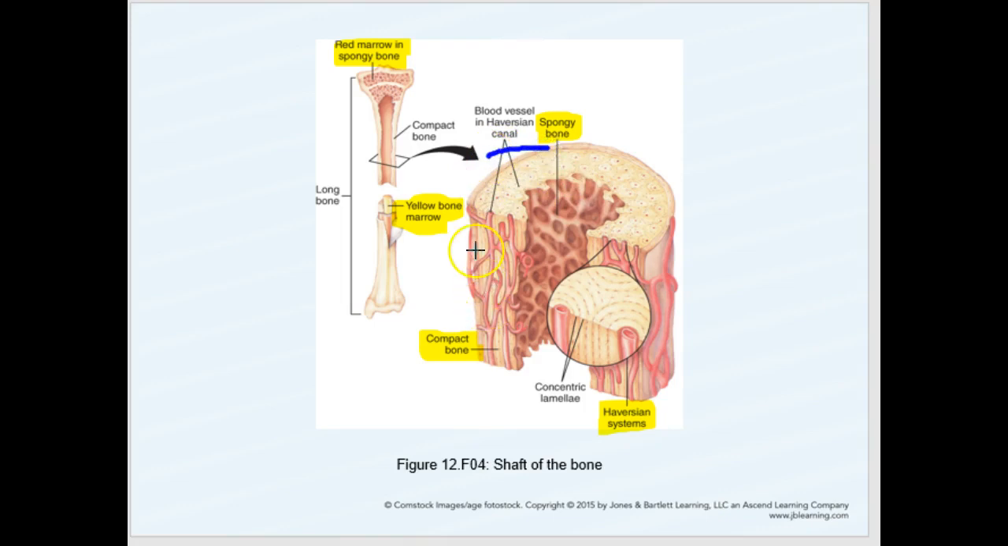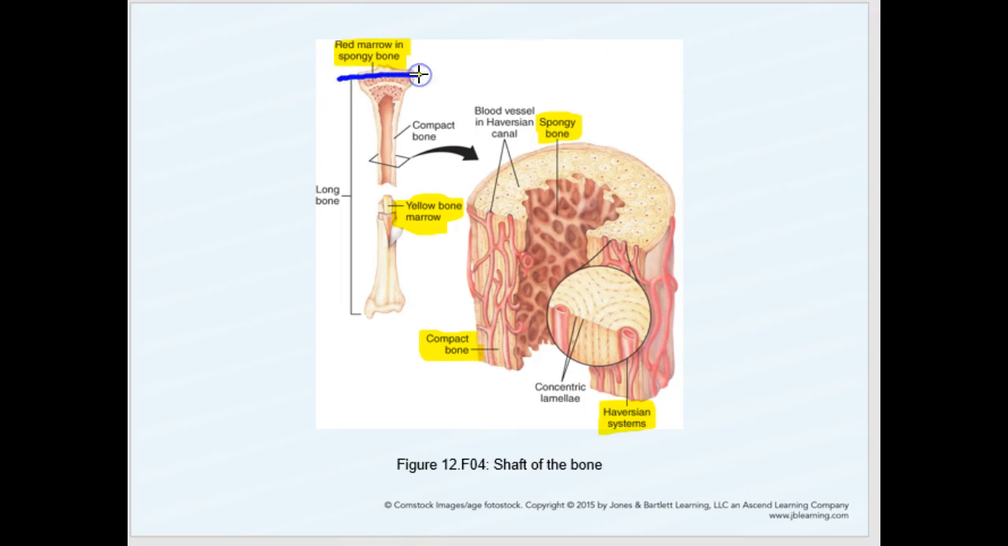Remember I told you the blood vessels run through the center of the circles in compact bone right here. Okay, that's called a Haversian canal. That's where the blood supply is. And then in compact bone, we have these concentric circles forming the microscopic appearance of compact bone.